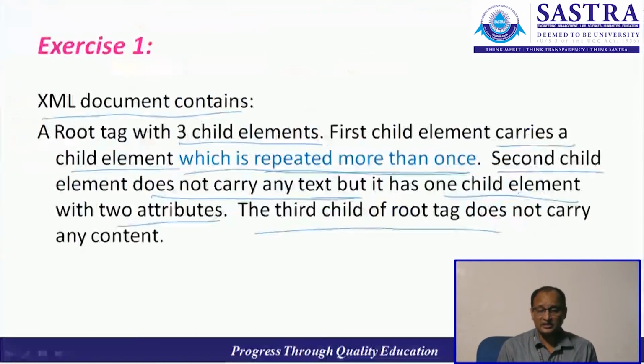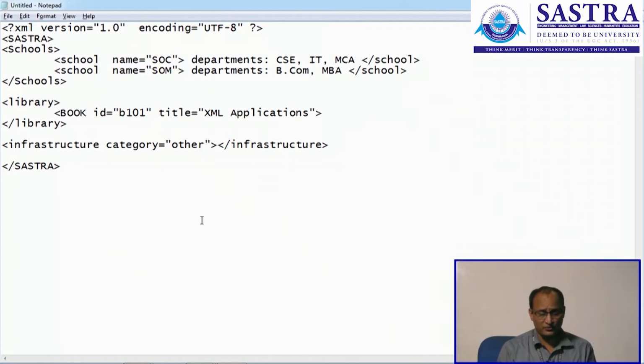Are there any restrictions for the subchild book? No, because the second child element does not carry any text, but it has one child element with two attributes. So if you want, I can specify any text here, any publisher, ABC publisher, like that, and book has been closed properly.